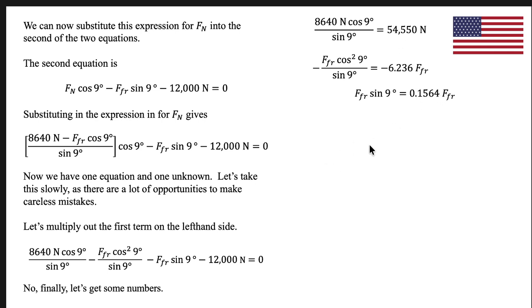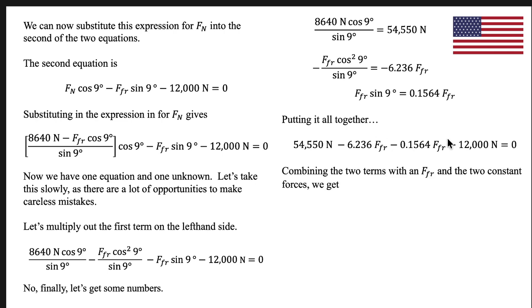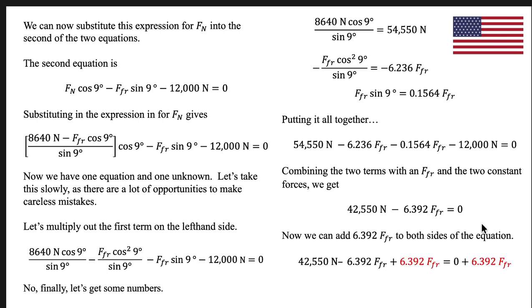So we're going to substitute these expressions into this equation. And we get this. So now we have two terms with an Fr. We can combine those. And we have 54,550 divided by 12,000. That's 4.546. And then we have two negatives here. And we put those together. And we get this. So now it's pretty easy to solve for Fr. We can add 6.392 Fr to both sides. Like this.